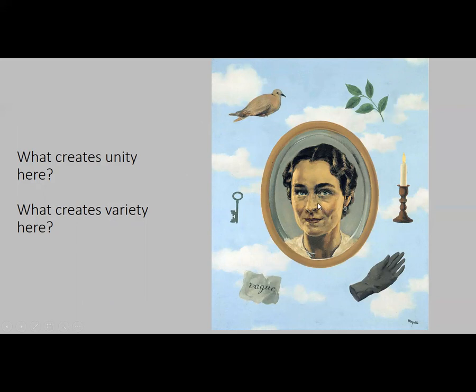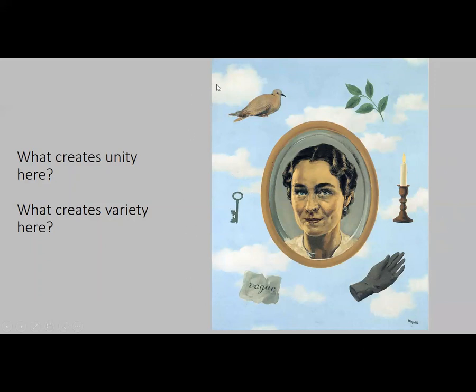The radial balance creates unity. Like this woman is the central point, and then everything radiates from that woman. That creates unity. There's a lot of toned down colors. There's grays and grays and grays and brown. All these are like desaturated colors. There's a ton of desaturated colors in this image.